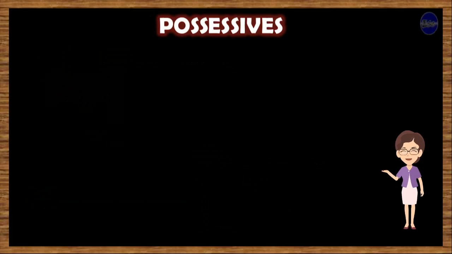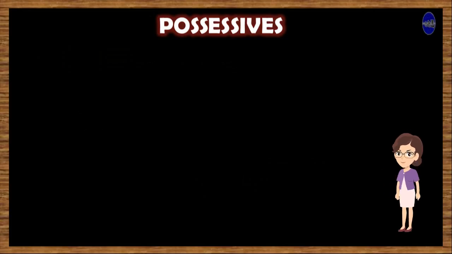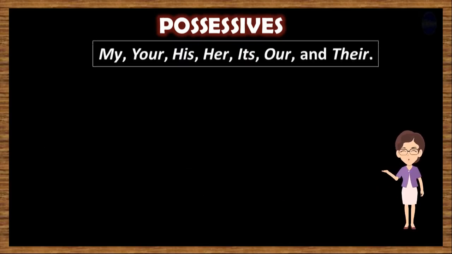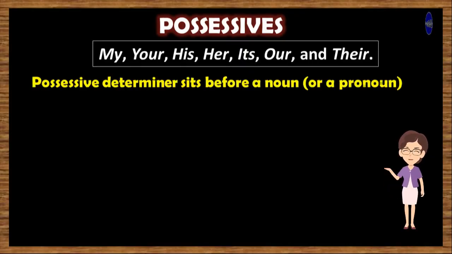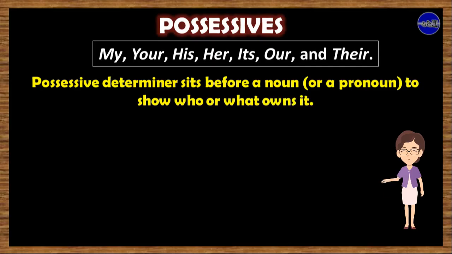Here is the third type of determiner, that is, possessives. The possessive determiners, known as possessive adjectives in traditional grammar, are my, your, his, her, its, our, and their. A possessive determiner sits before a noun or a pronoun to show who or what owns it.